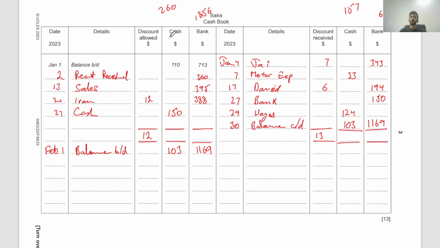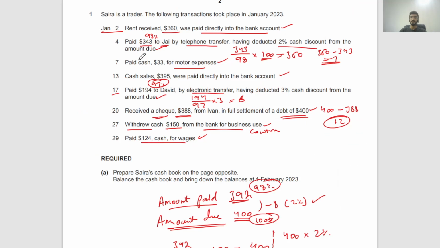Also, we put the totals in the totals column. 260, 260, and 1856, 1856. All right, let's move on.